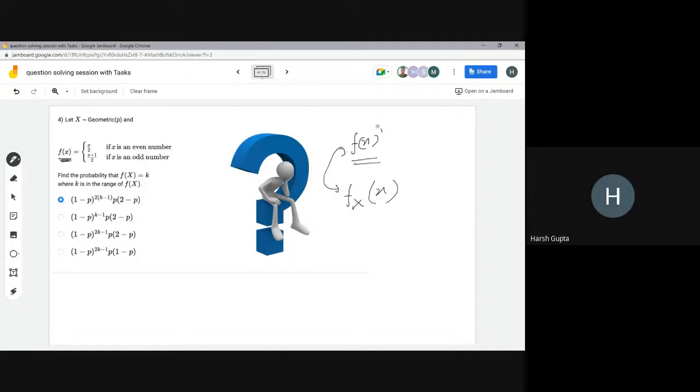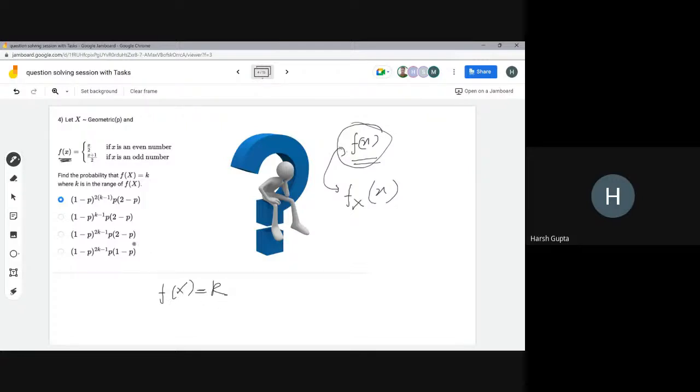So this is just a normal function, which is given to us in the question. fx takes two kinds of values based on the value of small x. When x is even, it takes x by 2. When x is odd, it takes x plus 1 by 2. So find the probability of fx of k. How to approach this kind of question? You will find many questions like this.